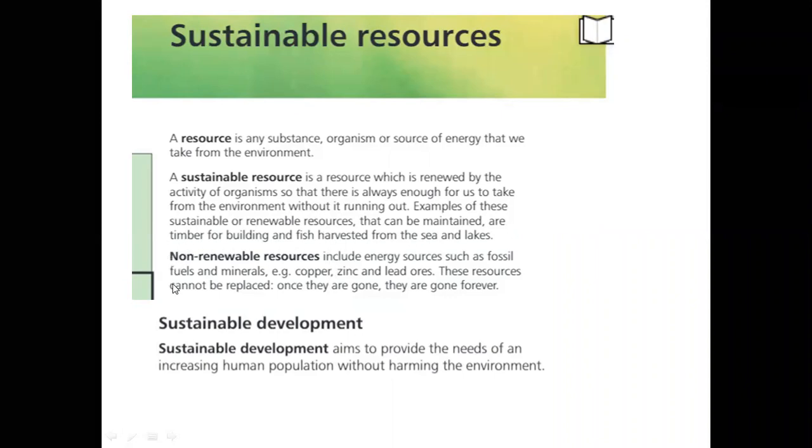So humans should care about non-renewable resources. Humans should also care about renewable resources, but they should take the most care about non-renewable resources. They should care about renewable resources too. They should grow more trees. If you cut a tree from the forest, you should grow it again. You should be careful about your sea fish.